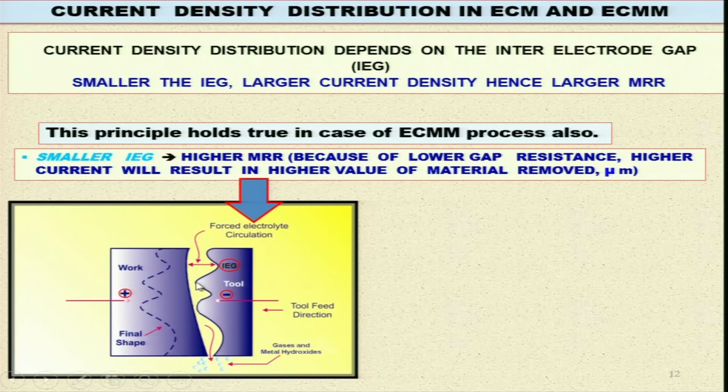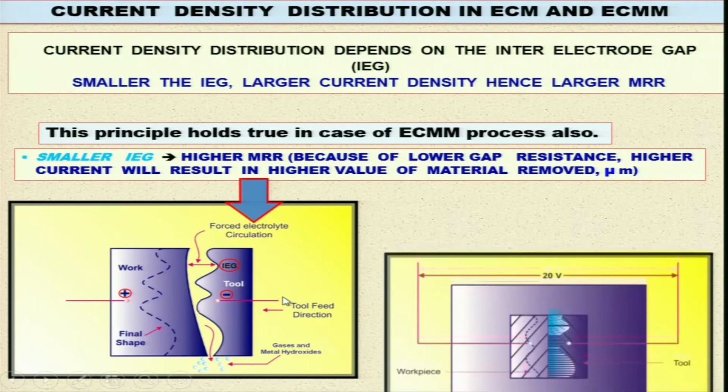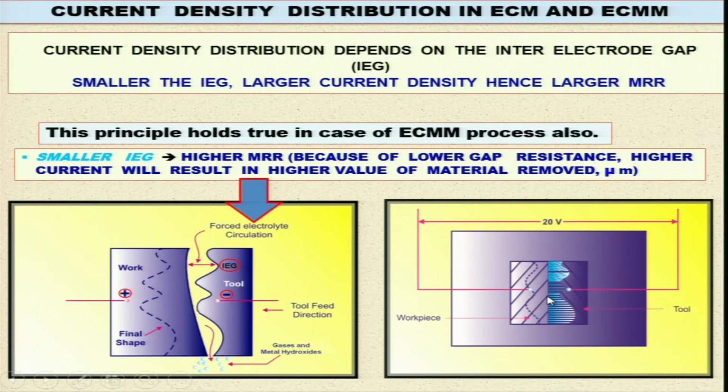One important thing you can note here: wherever there is a smaller gap, more amount of material is being removed. As you can see, here this much amount of material is removed, here only this is removed because the inter-electrode gap is larger here. So, we have already mentioned that smaller the gap, larger the current density, larger the material removal rate, and vice versa. As you can see here, wherever smaller gap is there, current density shown here by the lines is thicker, and wherever larger gap is there, current density is smaller, so thinner lines are there. This is the workpiece, this is the tool.